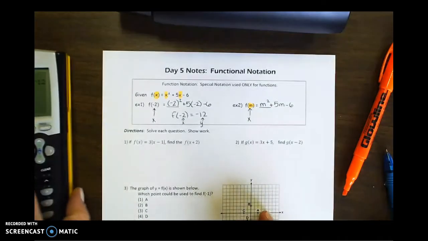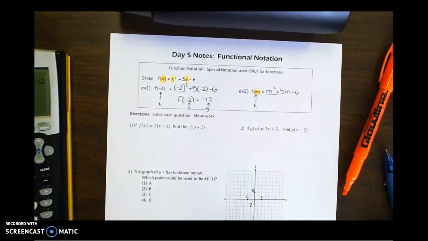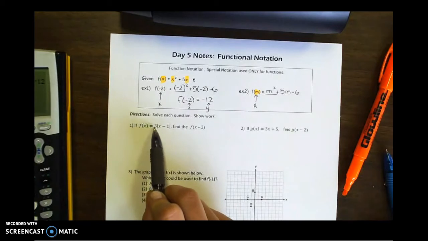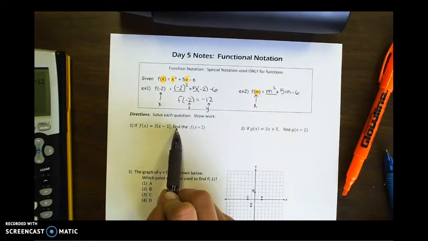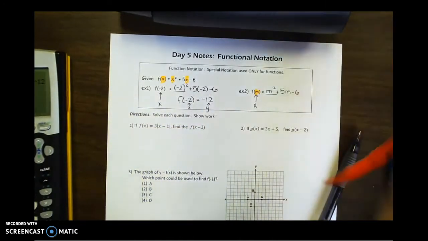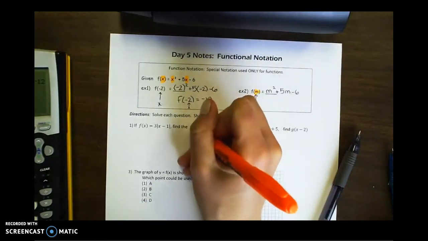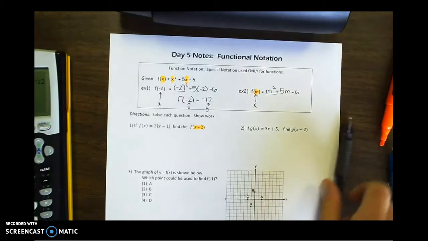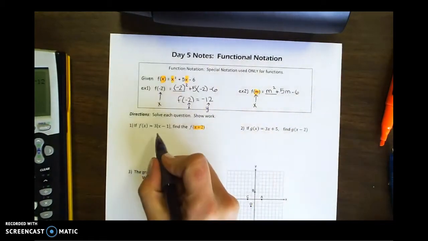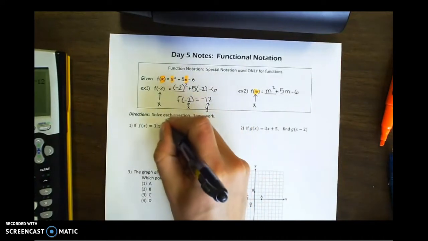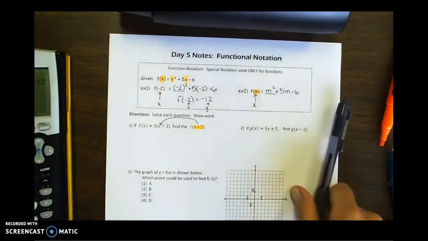All right, let's take a look at two other examples. So solve each equation and show your work. So if f of x is equal to 3 times the absolute value of x minus 1, find f of x plus 2. So now here's what we did. We took x plus 2, we put it in parentheses. So what we want to do now is replace all of the x's in the equation with x plus 2. So I'm going to take that and put it in for x.